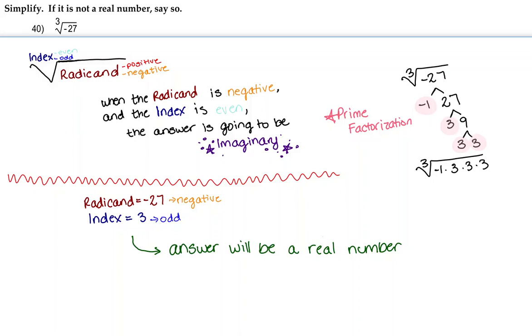Looks like we have a group of 3 threes. So I'm going to go ahead and pull out that group of 3s, leaving me with just the third root of negative 1. Now the third root of negative 1 is just negative 1, because negative 1 can be factored into negative 1 times negative 1 times negative 1, which is also another group of 3s. And then 3 times negative 1 is just negative 3, so my answer is just negative 3.